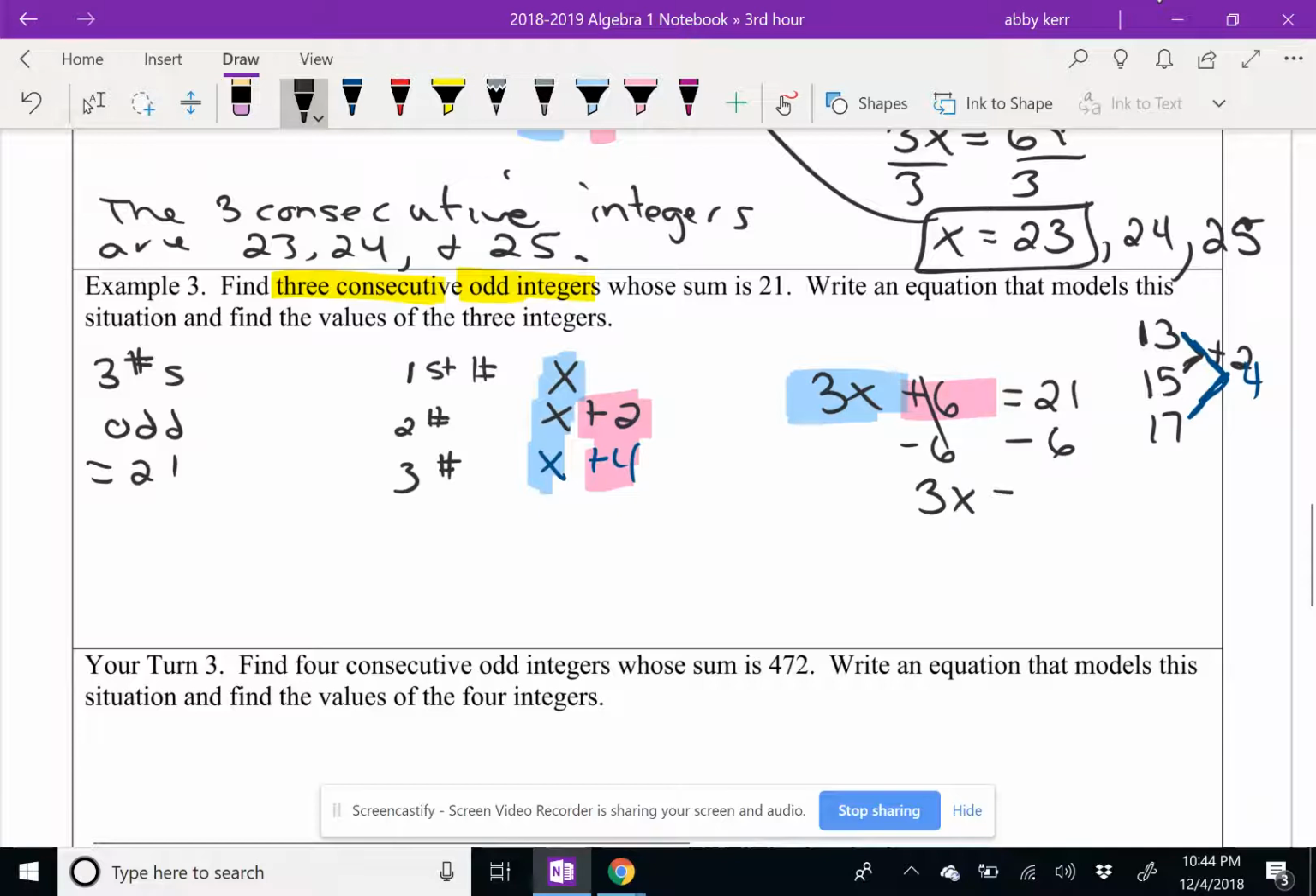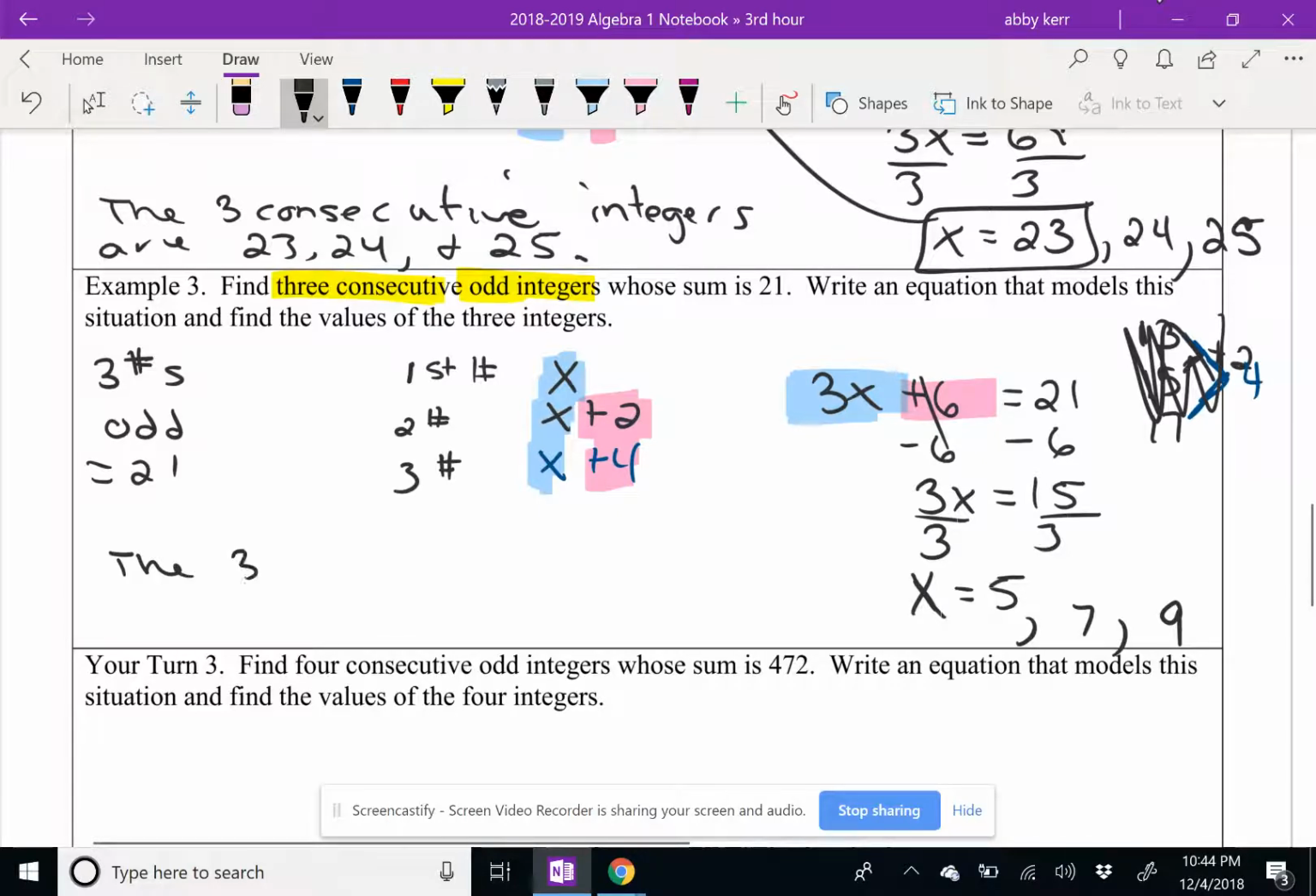So then we have 3x equals 15, divide by 3. So I'm going to erase my numbers so it doesn't confuse you. So then we have x equals 5. Now that's just the first number. To get to the next odd number, you add 2, which is 7. And then to get to the next number, you start at the beginning, add 4, you get 9.